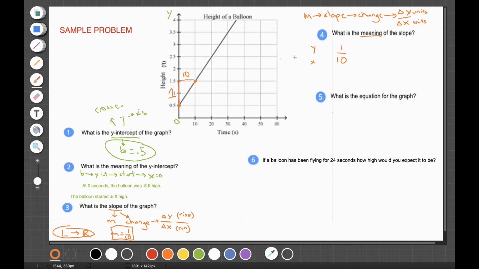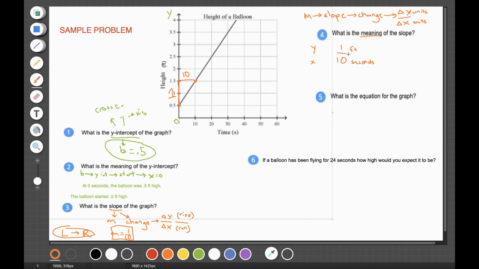What is the units for the y? Well, let's look at our y, and I see that there's feet right here. So this is 1 foot per, what's my x units? Well, here it's s, which is seconds. So 1 foot per second. Or per 10 seconds. So by attaching the units to our slope, we can make meaning of it.